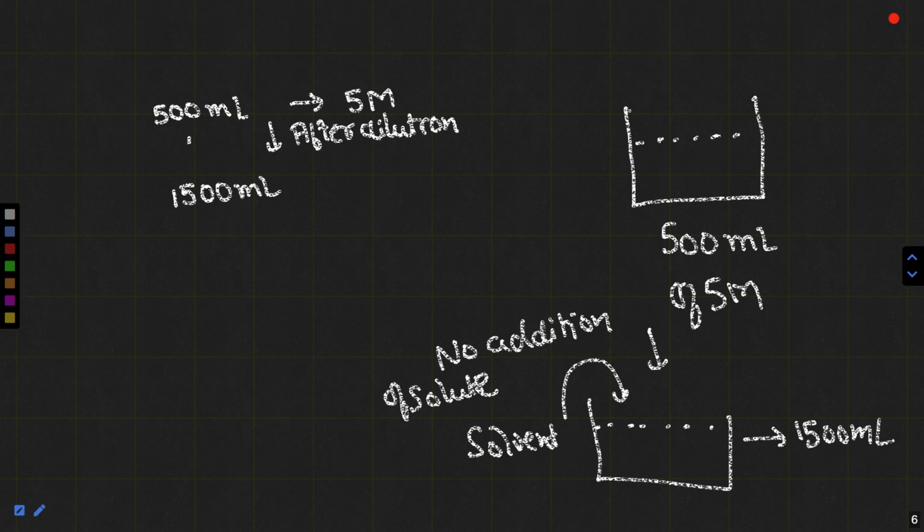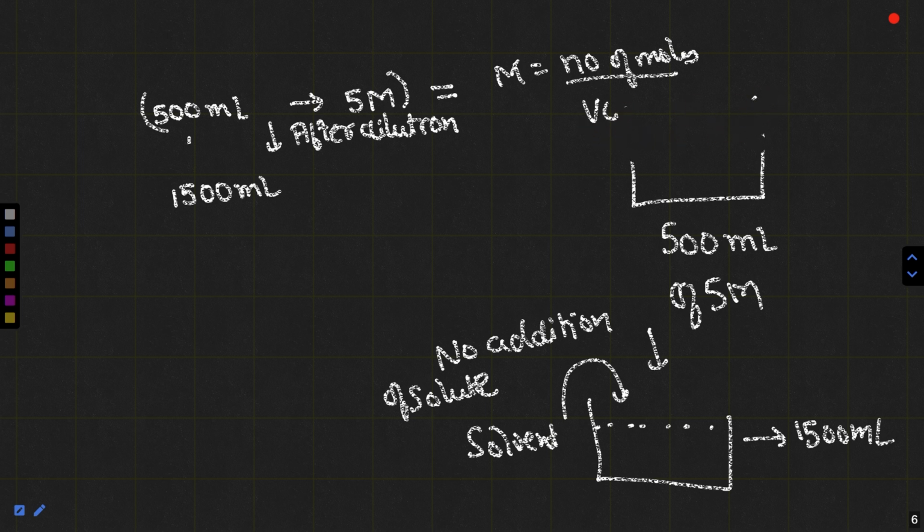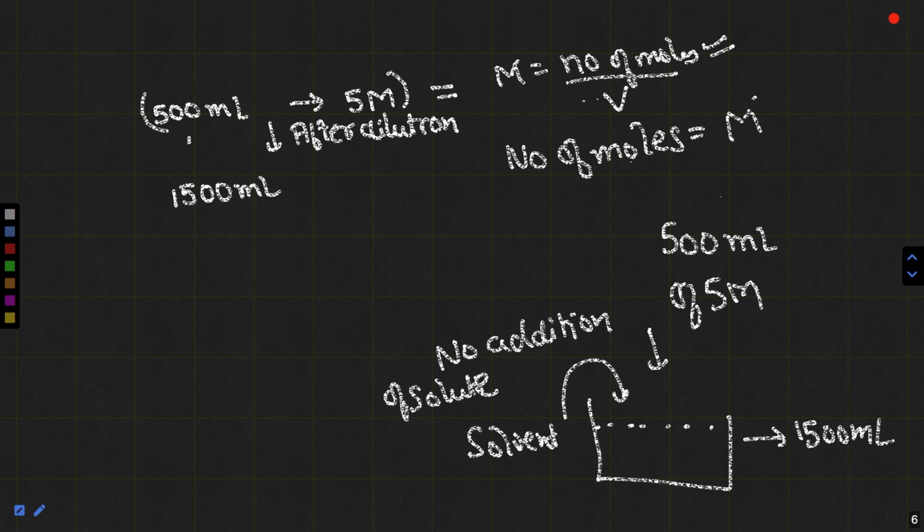Okay, clear? Now, how do we calculate the number of moles for the initial solution? To do that, we will simply use the formula of molarity. The formula of molarity is number of moles divided by the volume. So, this is the simple formula. Then how do we calculate the number of moles? We will simply take number of moles equals M into V. Is this point clear?